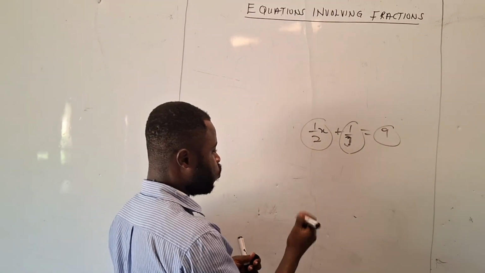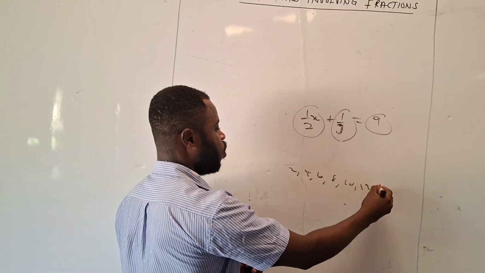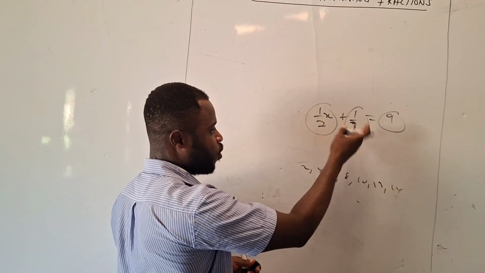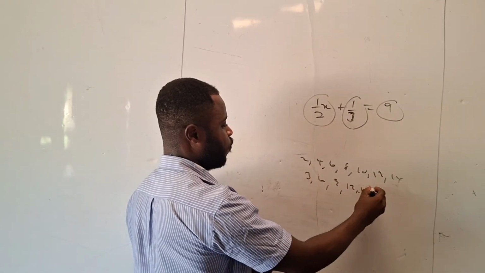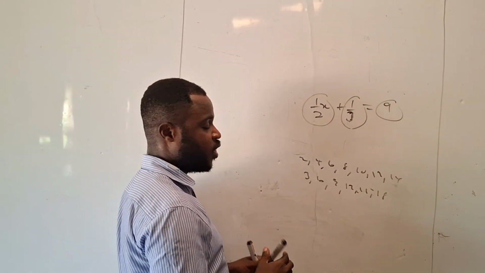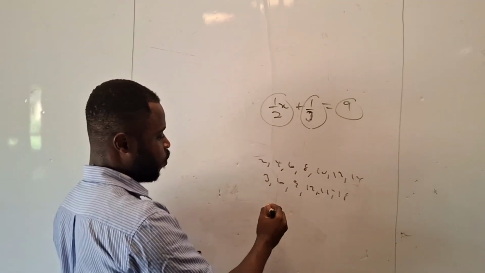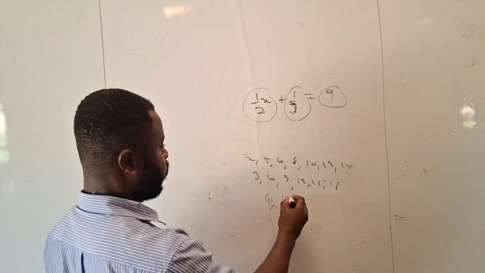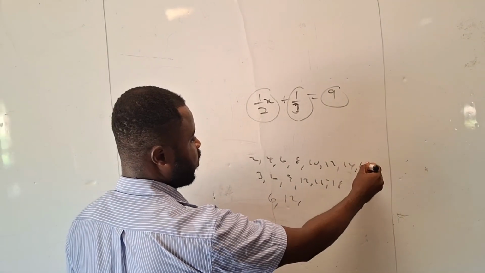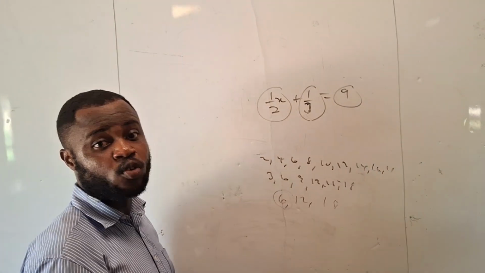Find the multiples of 2: 2, 4, 6, 8, 10, 12, 14. Find the multiples of 3: 3, 6, 9, 12, 15, 18. Now, the least common number, the least and the common one, we have 6. Then we can have 12. The least and the common one will be 6. So this one will be the LCM.